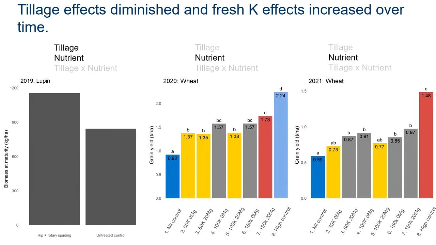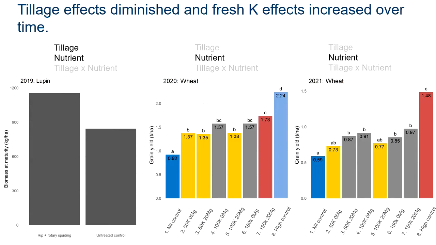The first treatment is our untreated control, so it gets no K or no magnesium over the life of the experiment. Then we have treatments that are 50, 100 and 150 of K, with or without magnesium, all applied in the first year, all at seeding. And our treatment on the right-hand side, the high control, is our positive control. That has 150 of K plus 20 of magnesium in the first year, plus 40 of K in the second year and 40 of K in the third year.